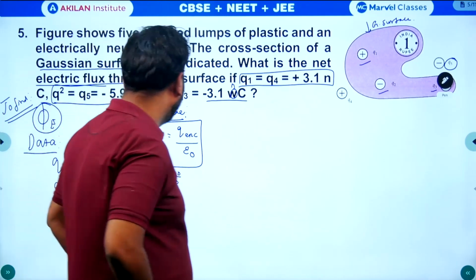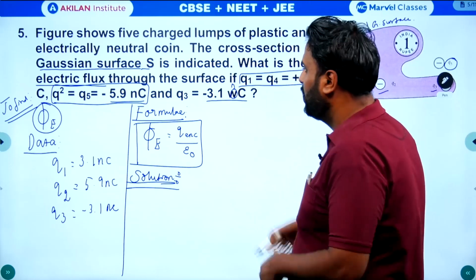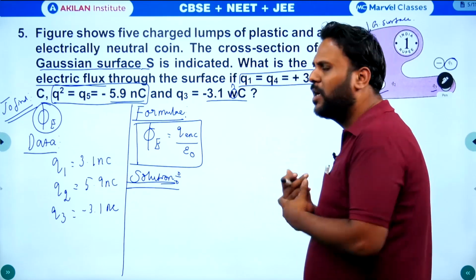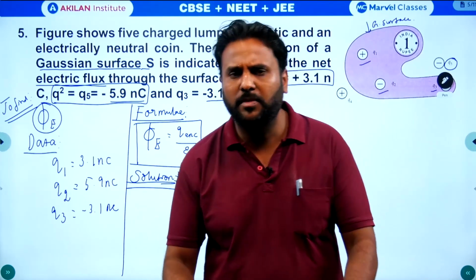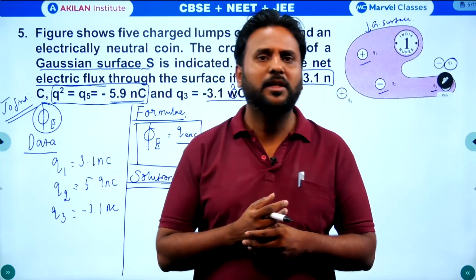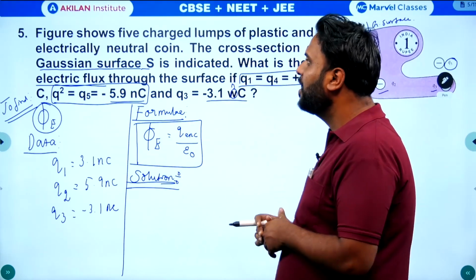Okay, what are we going to do in this solution? The data and the formula to find the electric flux are given. How to do this problem? Everyone gets some disturbance thinking about how to do this type of problem. It is very easy, nothing wrong in it. That's what I am telling here very clearly.